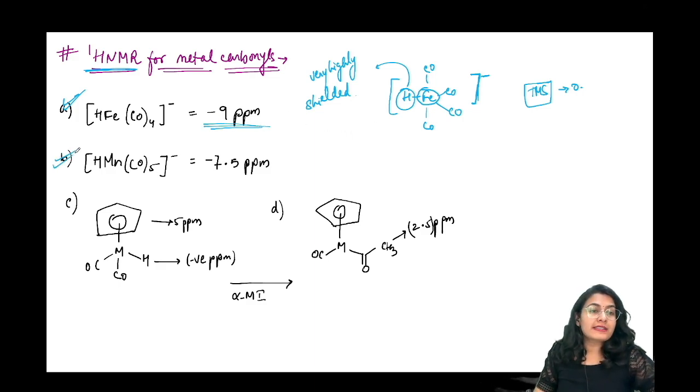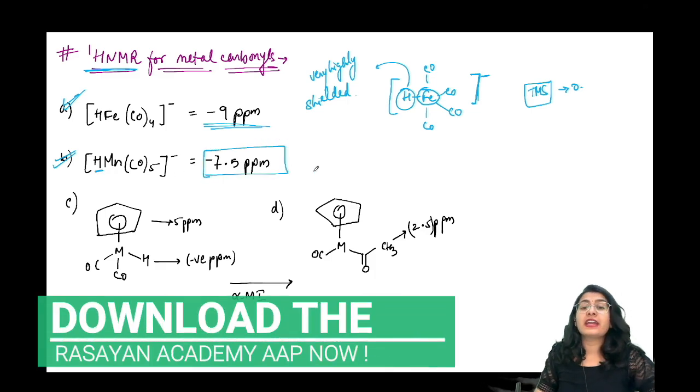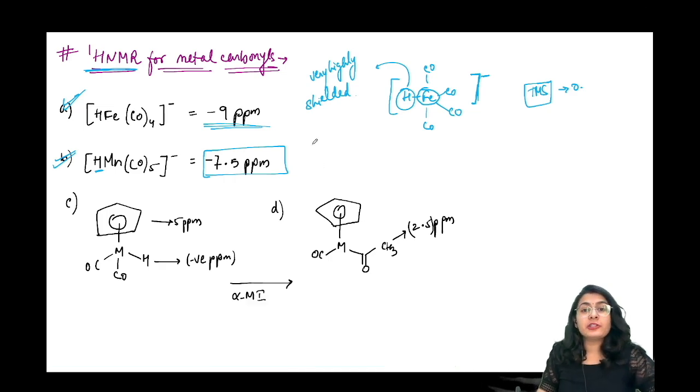Also look at example number B. Now here you have another manganate complex, and here the proton which appears is at minus 7.5 ppm, once again very highly shielded. Alright, so these are some of the examples where metal is directly connected to the proton. I cannot call it a proton because it's not H plus, it is actually H minus over here. So it's like a hydride, that's why it is so highly shielded.